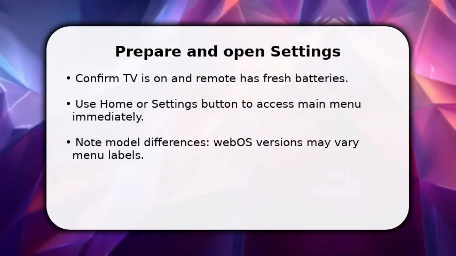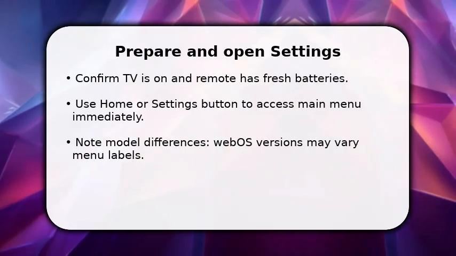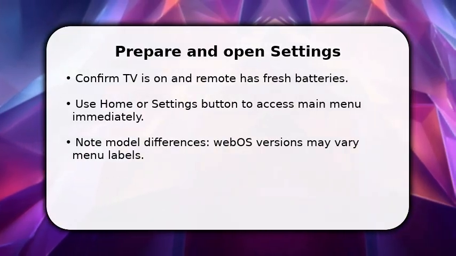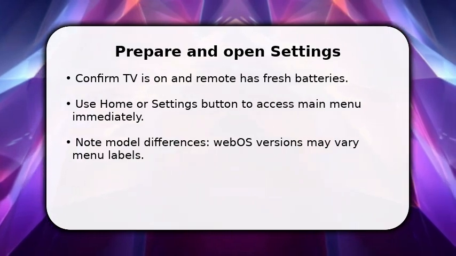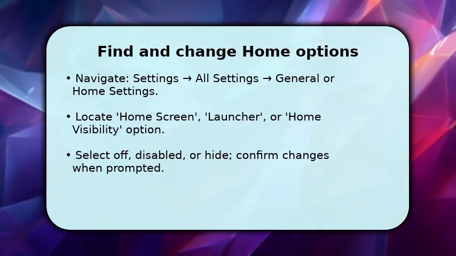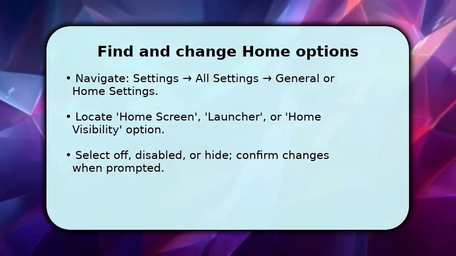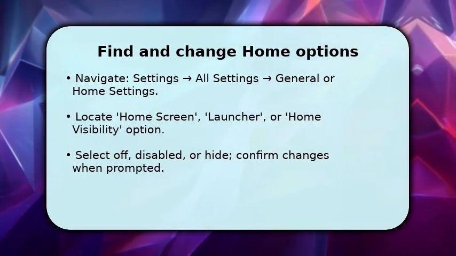Once you see the menu, navigate with the arrow keys and focus on options that mention Home, Home Screen, or Launcher. This is where the visibility control lives. Next, move through settings to the specific home or general area. Use the arrows and OK button. Look for terms like Home Screen, Launcher, or Home Visibility. Those are the controls that toggle what appears at startup.